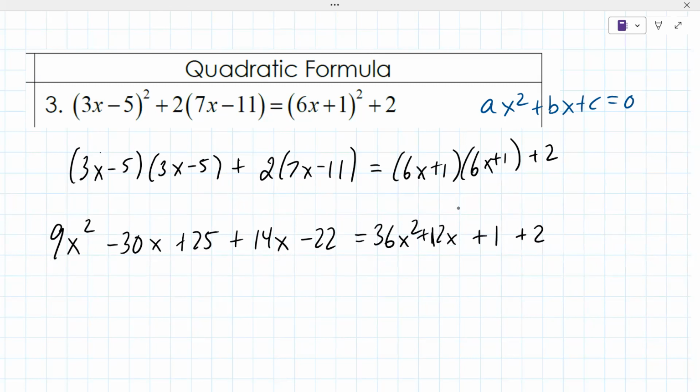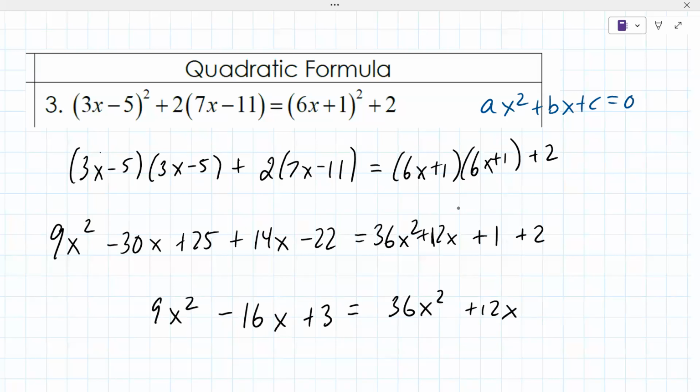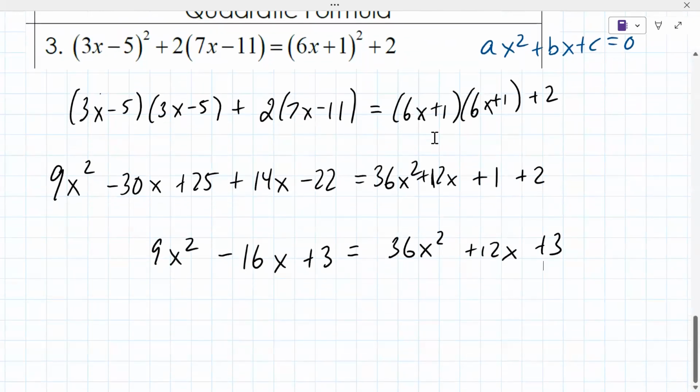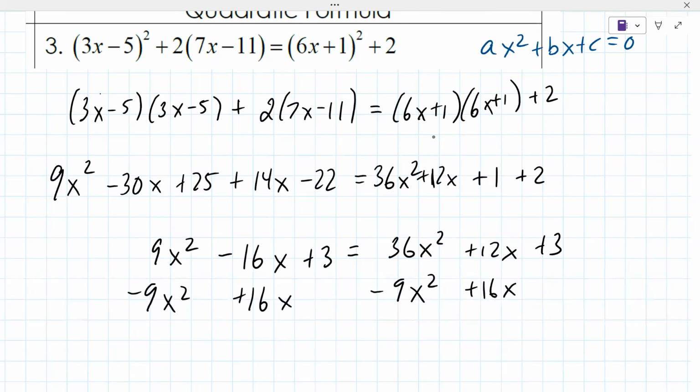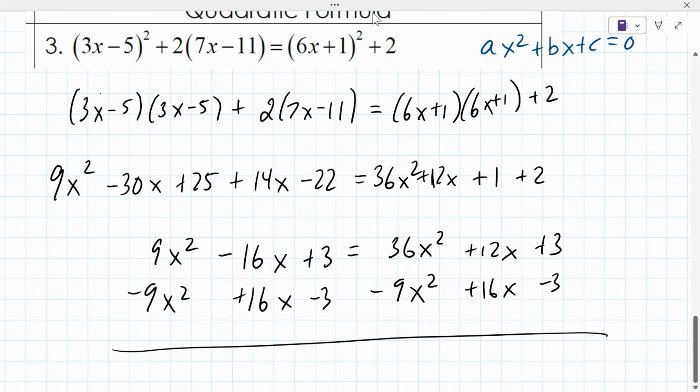All right, and then I guess we're gonna go right. Well, let's clean up some things. So it's 9x squared minus 16x plus 3. So we're gonna go right, minus 9x squared. Huh, that worked out nicely. I wonder if that was the intent here. 27x squared plus 28x. Why would your teacher want you to do quadratic formula on this problem?